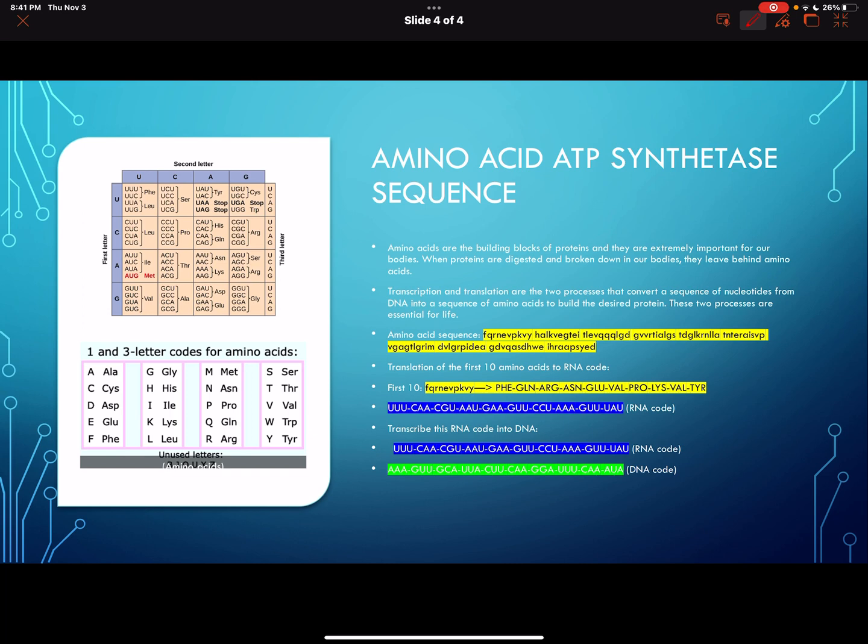So, before we get into the amino acid sequence of ATP synthase, what are amino acids? Amino acids are the building blocks of proteins, and they are extremely important in our bodies. When proteins are digested and broken down in our bodies, they leave behind amino acids.